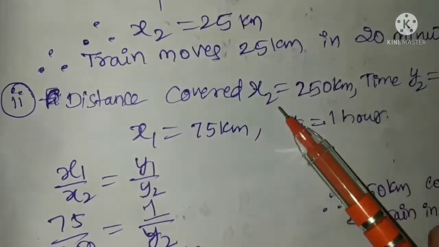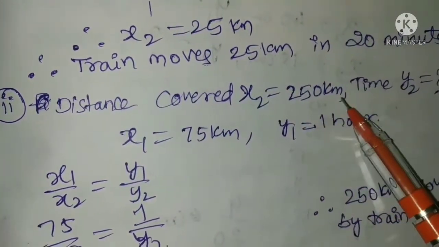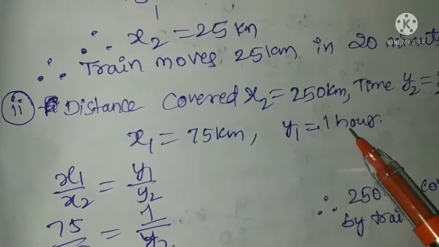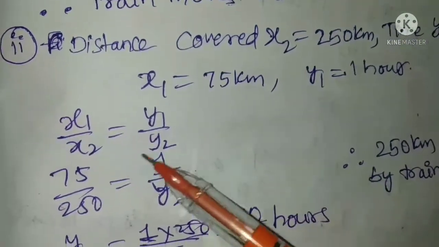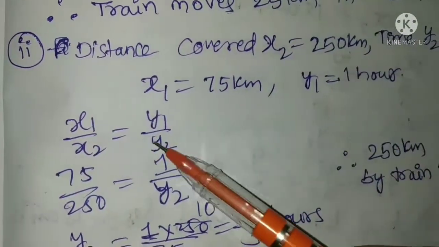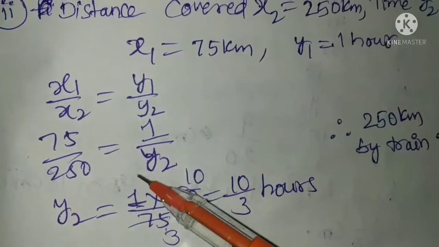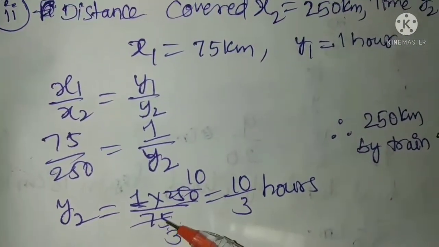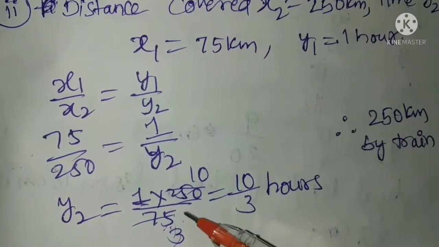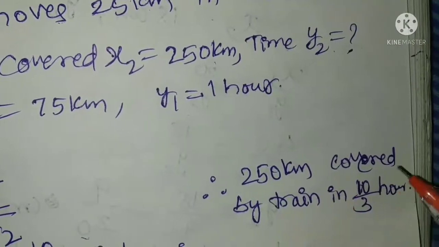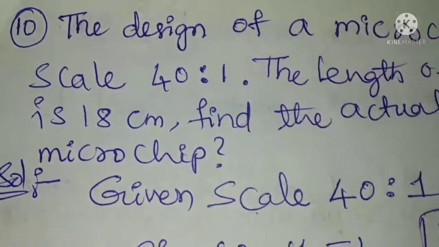The distance covered is given as 250 kilometers, and the time is what we are asked to find. x1 is 75, y1 is 1 hour, that we know. x1/x2 is equal to y1/y2. 75/250 is equal to 1/y2. y2 is equal to 1 into 250/75. 25 threes are 75, 25 tens are 250. 1 into 10, that is 10/3 hours. So 250 kilometers is covered by the train in 10/3 hours.